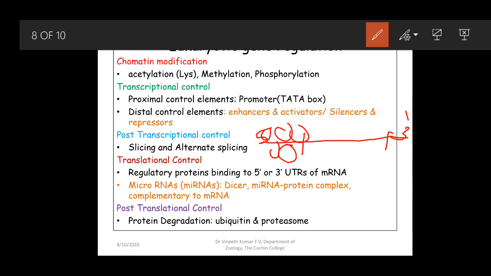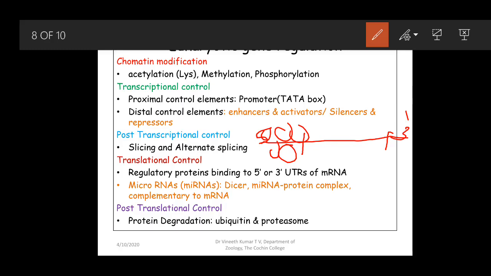The next thing is microRNAs, or miRNAs. miRNAs are produced by the enzyme called dicer. They are usually very big RNAs which are cleaved by a particular protein or enzyme called dicer. It cleaves it and produces a complex. Because miRNAs are single-stranded, like normal RNAs, they would be easily degraded in the cell. So they are protected by a group of proteins and form a complex called the miRNA protein complex. The miRNAs which are produced will be complementary to the normal mRNAs inside the cell.